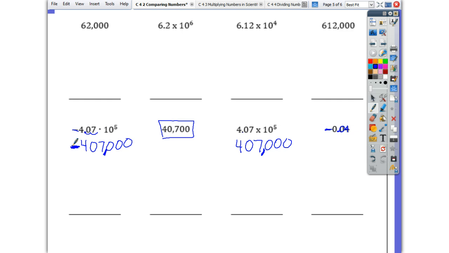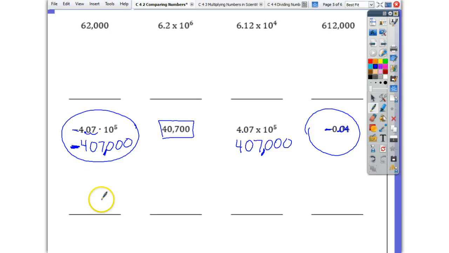Because now we know that our negatives are the smallest ones, and it's like backwards day for negatives. You would think that if the negatives weren't there, 0.04 would be your smallest versus 407,000, but it's negative world, so it's opposite. So the smallest one actually is the biggest one, okay? So right here, you can use the original, negative 4.07 times 10 to the 5th power. That is your smallest one.